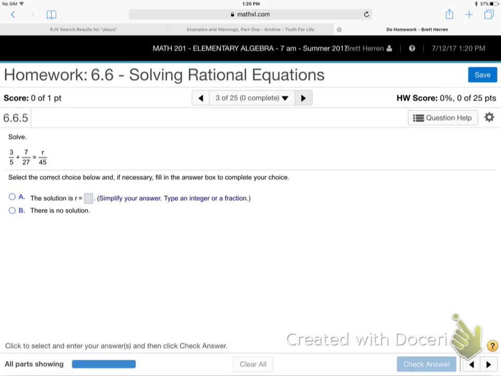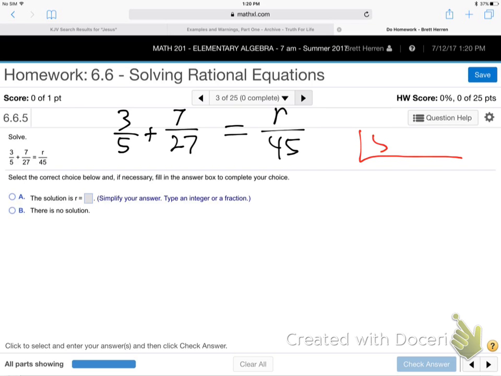Okay. So, let's see. 3/5 plus 7/27 equals, there's the equal sign, r over 45. So you've got to do the LCD thing over here on the side: 5, 27, 45. Find out what the LCD is, and whatever it is, top, top, top.